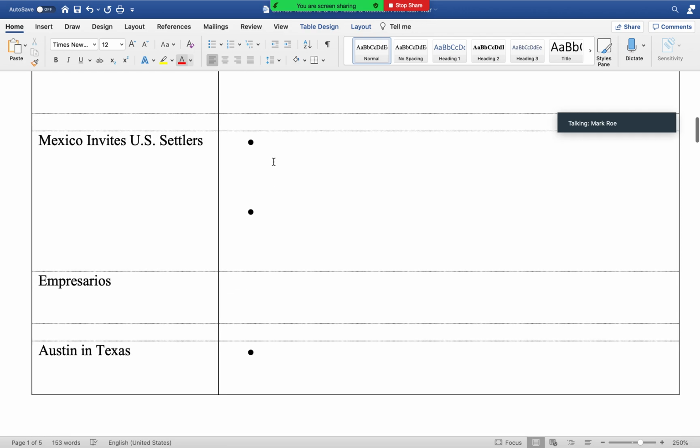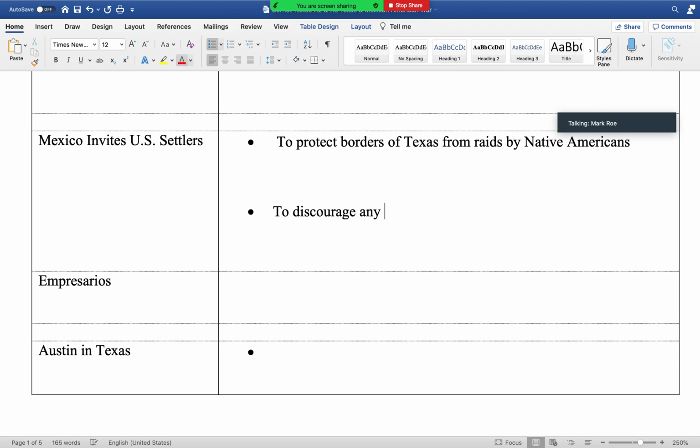But again, Mexico, like we said, starts inviting U.S. settlers. Again, we talk about reasons for why that was. Two big reasons, again, were to protect the borders of Texas from raids by Native Americans, and to discourage any potential dispute with the United States.